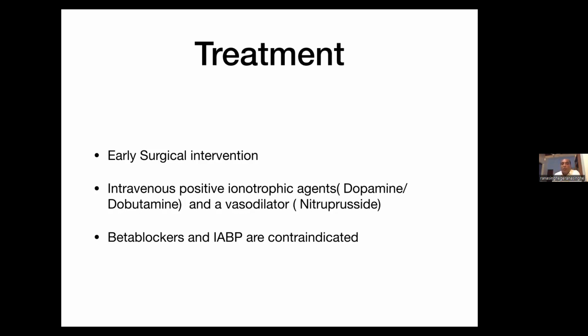So you don't put balloon pumps in patients with acute AR. Roughly, if you have a patient with acute AR, you always have to aim for early surgical intervention, early AVR, and also medical stabilization. You try to reduce the mean aortic pressure by giving drugs like nitroprusside, and you give inotropic agents to maintain the blood pressure, like dopamine and dobutamine. You don't start beta blockers, and intra-aortic balloon pumps are contraindicated.